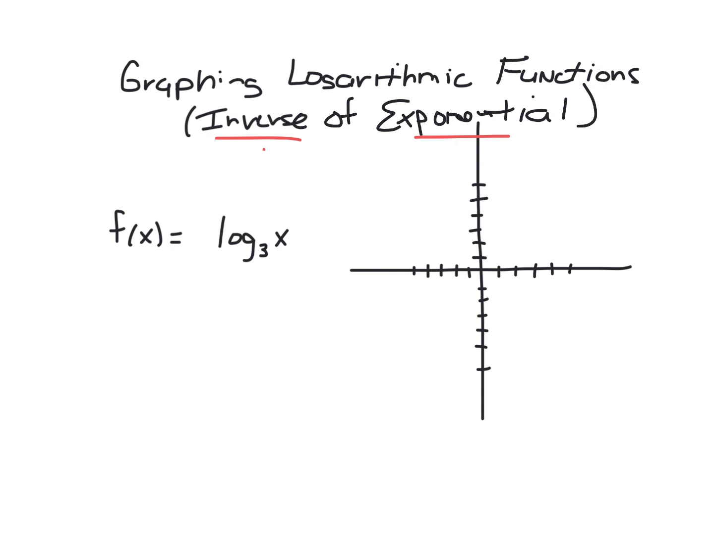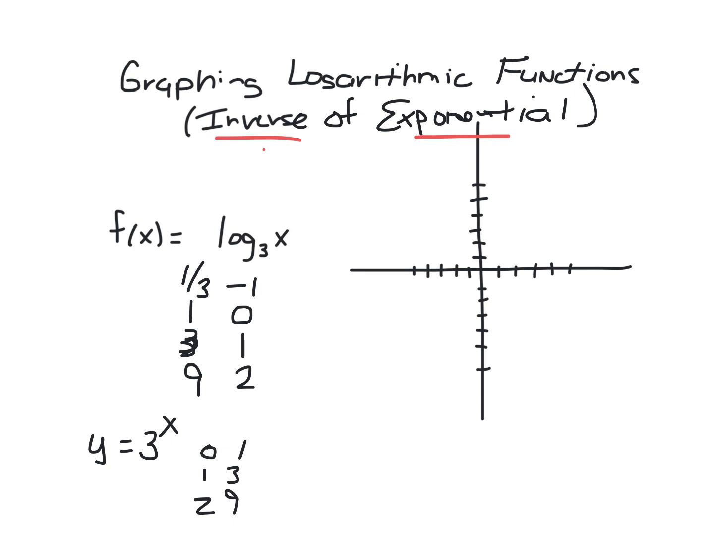that we could do mentally. So for example, the log of 1 we know is always 0. Log base 3 of 3 is a power of 3, so the log base 3 of 3 would be 1. The log base 3 of 9 would be 2, and the log base 3 of 1/3 would be -1. If you remember, those points are just switched around from the graph of y equals 3 to the x, which is what we started with: 0, 1, 1, 3, 2, 9, and so on.